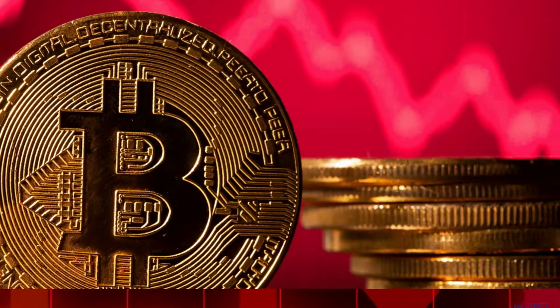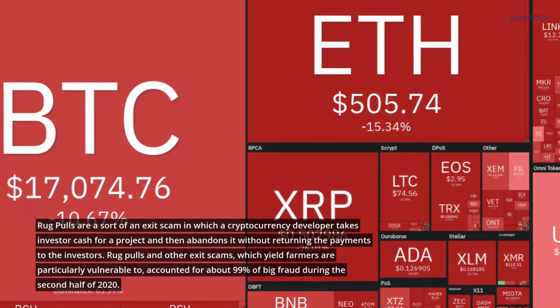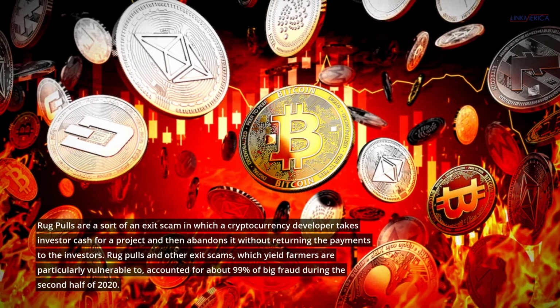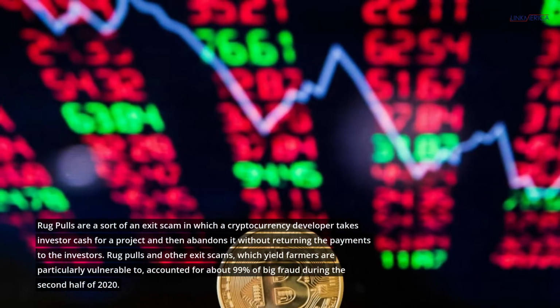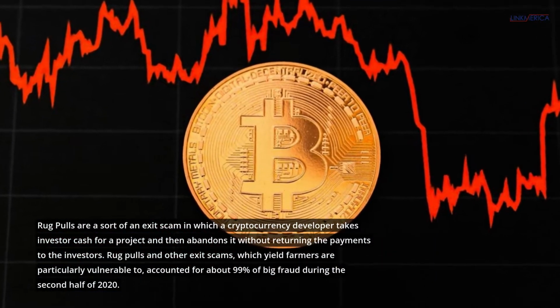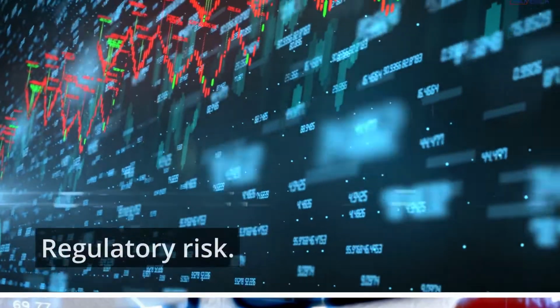Rug pulls. Rug pulls are a sort of an exit scam in which a cryptocurrency developer takes investor cash for a project and then abandons it without returning the payments to the investors. Rug pulls and other exit scams, which yield farmers are particularly vulnerable to, accounted for about 99% of big fraud during the second half of 2020. Regulatory risk.